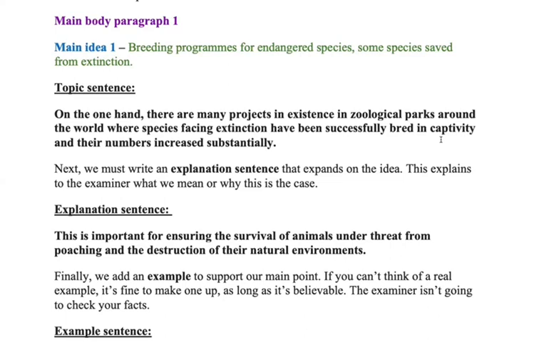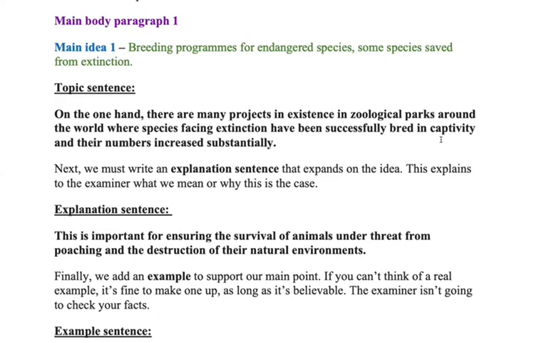So next, we must write and explain. So this is a topic sentence. Now we need to write an explanation sentence. We need to explain it, to expand this idea. This explains to the examiner what we mean or why this is the case. So now it is time to explain what you mean. What you mean by this? Why this is the case? Now it is the explanation sentence.